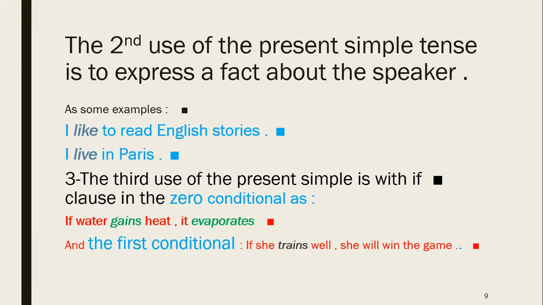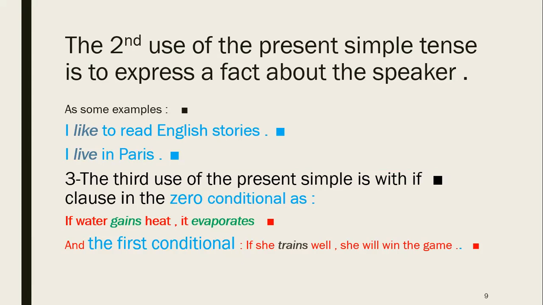And then number three, the present simple is used in the zero conditional. Zero conditional, when we use the if clause, present simple, present simple. Present in the condition, present in the result, present in the cause, and present in the effect. This time, we express facts also using if. Like when we say, for example, if water gains heat, it evaporates. If water gains, look at the verb gains.